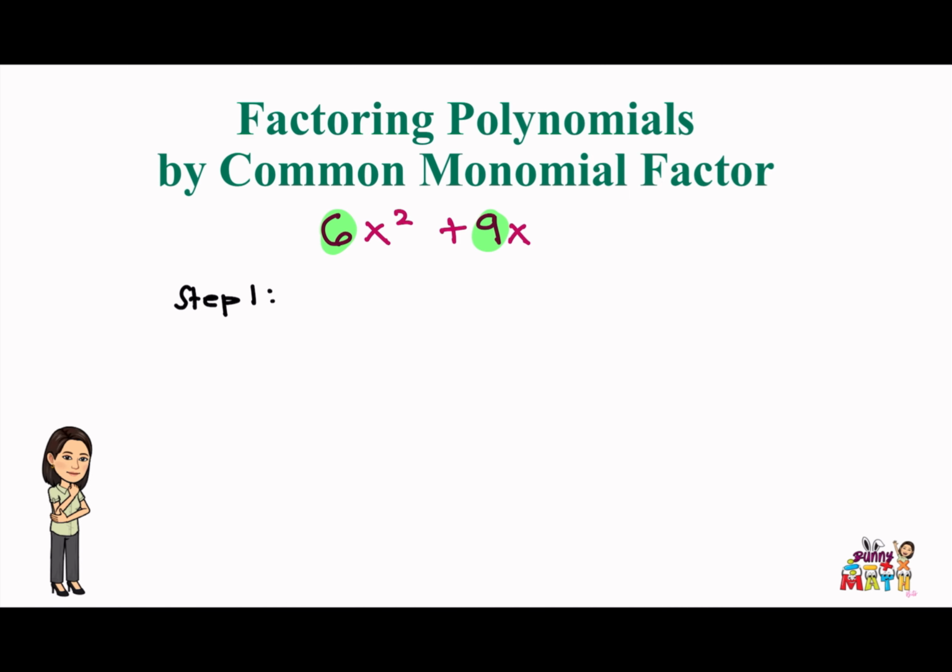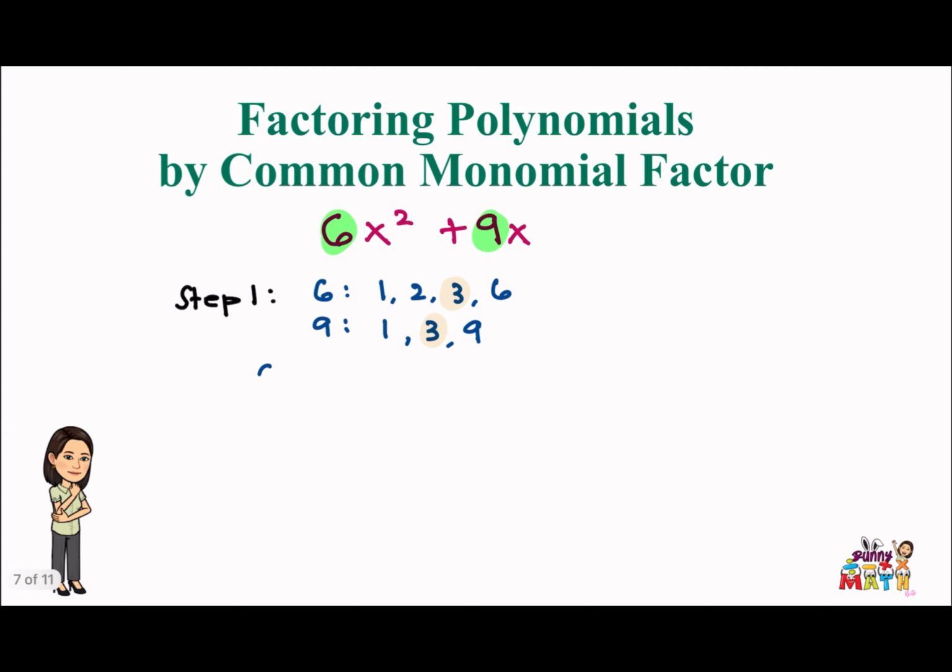Let's list down the factors of 6 and 9. For 6, we have 1, 2, 3, and 6. And for 9, we have 1, 3, and 9. Look for the common and the largest number in the list of factors. We have 3 as the GCF of 6 and 9.